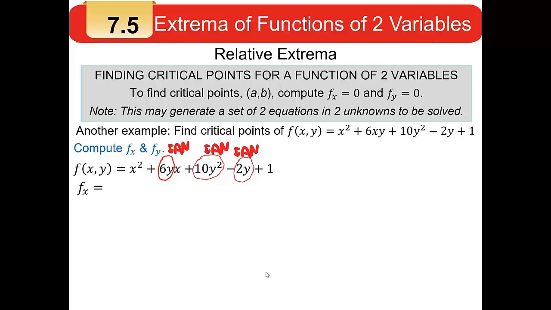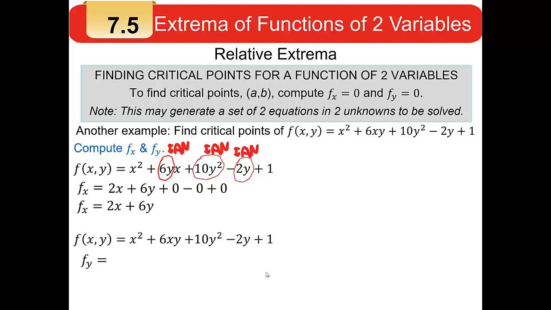So 6y is just one big number. And in the third term, there is no x at all, so everything's a constant. In the fourth term, there are no x's, so everything's a constant. And of course, 1 is a constant. So that derivative is very easy. I get 2x. Remember, the derivative of a number times x is just the number, and 6y is playing the role of a number. And everything else has a derivative of 0. So the partial with respect to x is 2x plus 6y.